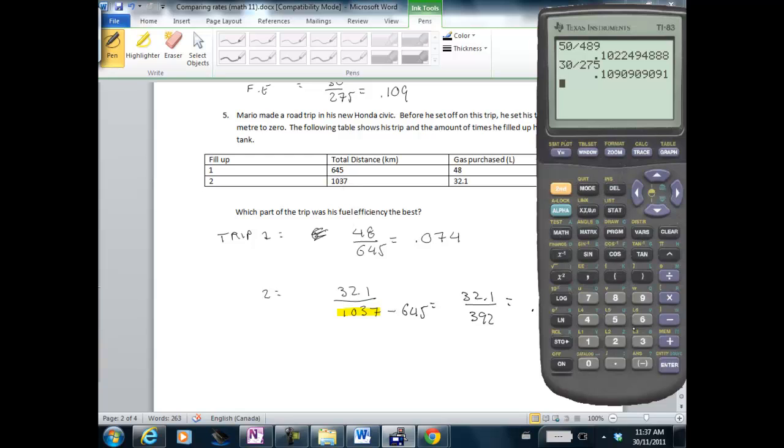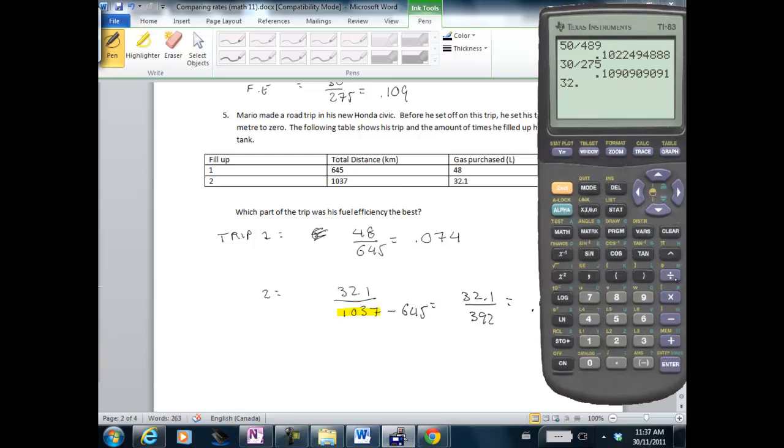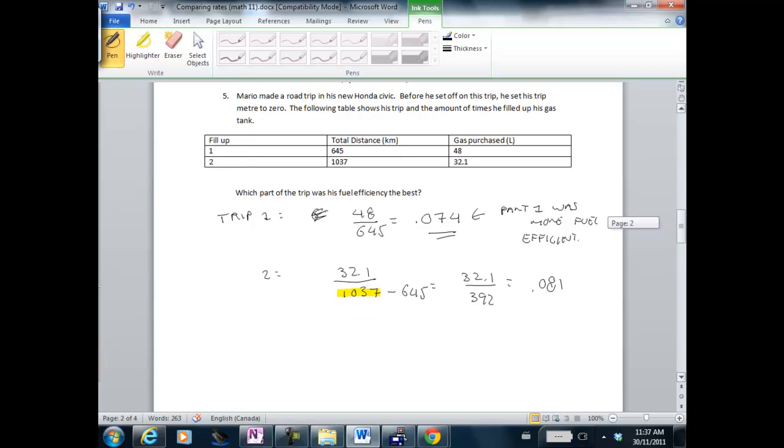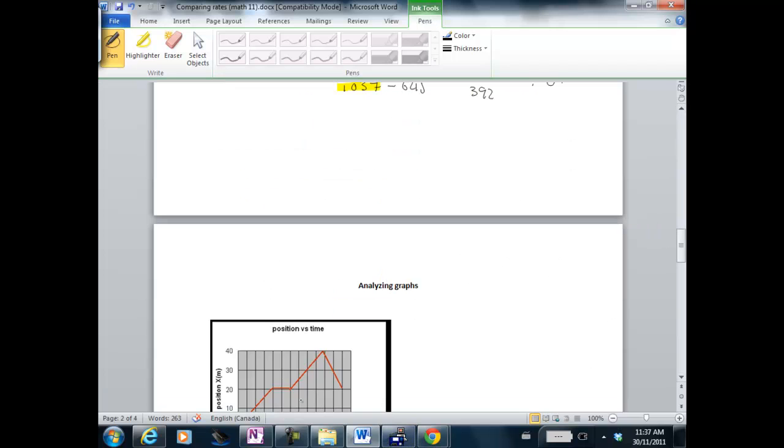Okay. So go 32.1 divided by 392, 0.081. So in reality, trip 1, the first part of the trip, was more fuel efficient. Part 1 was more fuel efficient. While you're working on your package, I'm going to load up some videos and you're going to see this new Honda Civic and what this meter does. It measures your fuel efficiency. So guys, we're going to take a break from our lesson and we're going to work on your package.